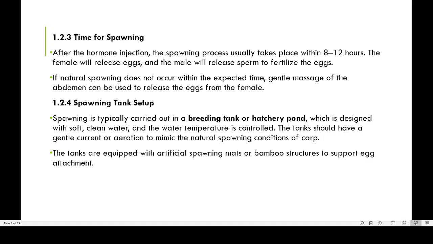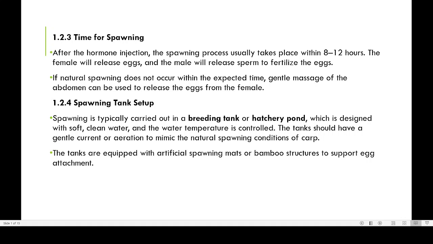If the natural spawning does not occur within the expected time, gentle massage of the abdomen can be used to release eggs from the female. So sometimes what happens, even after a period of 12 hours, the fish may not be releasing the sperms or egg. Then what farmers are doing is that by stimulating the abdomen or massaging their abdomen, they will be allowed to release the egg. Then spawning time setup.